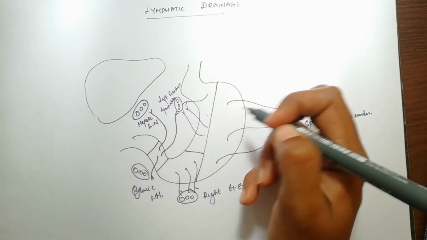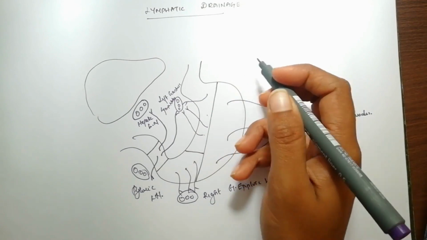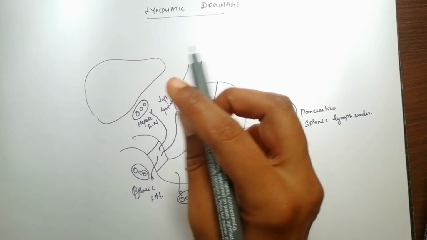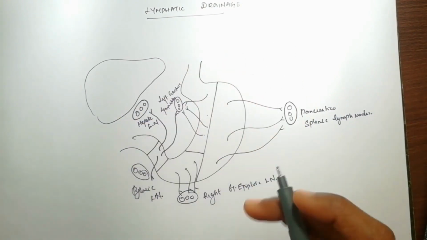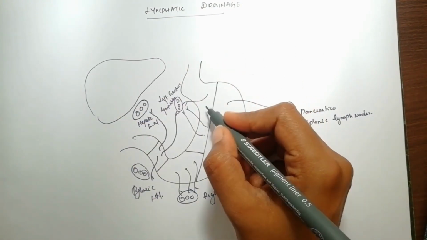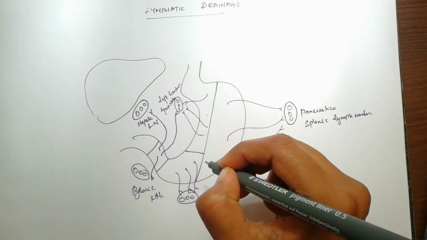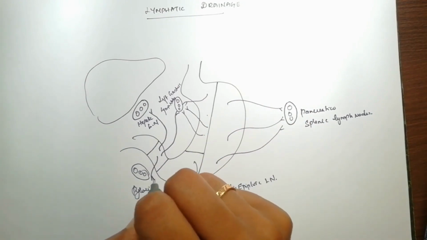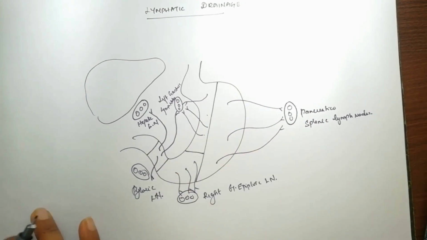Now all these lymph nodes are again getting drained into celiac lymph nodes, which is seen near the celiac trunk. So this is about the lymphatic drainage of stomach. We are dividing into right and left half, the right again we are dividing into upper and lower, and then we are dealing with pyloric part separately. Now we will move on to nerve supply of the stomach.